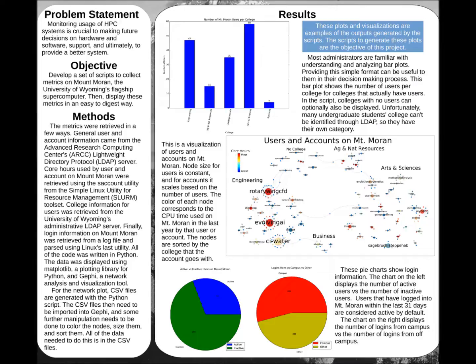The metrics themselves were retrieved in several ways. General user and account information came from ARC's Lightweight Directory Protocol Server, or LDAP server. The core hours used on Mount Moran by each user and account were retrieved using a utility called saccount from the simple Linux utility for resource management, or Slurm toolset. Slurm is the job management software used by ARC, and it keeps a history of jobs ran on Mount Moran. saccount can retrieve these jobs, and parsing on its output was done to get the total number of core hours used by user and account over a specified time period.